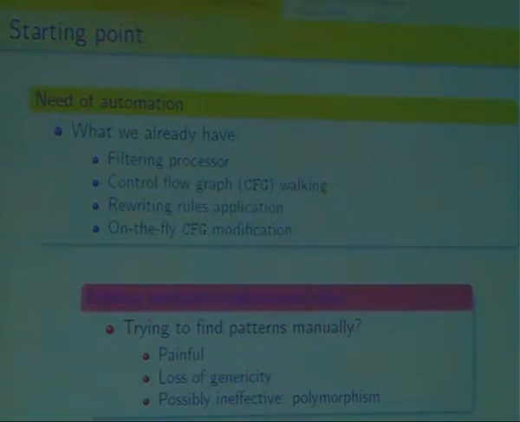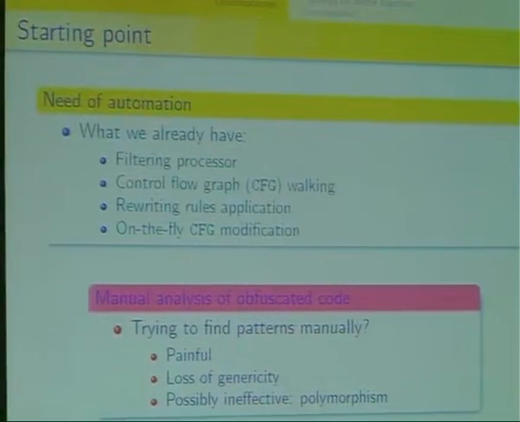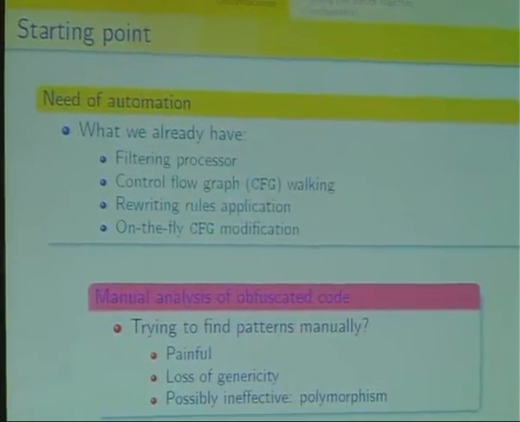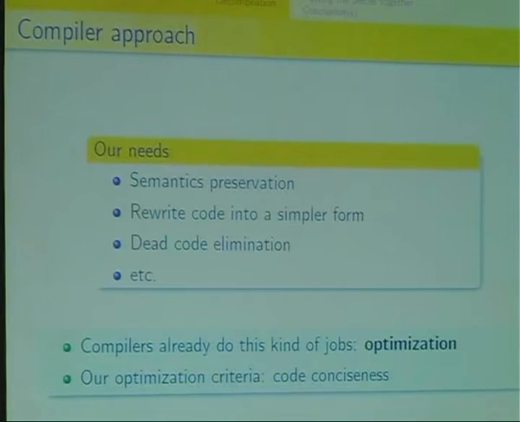Trying patterns manually is very boring. That's not something we are interested in, and we try to automate this kind of job. So to sum up, what we wanted to do is to rewrite the code into a simpler form, but doing so, we want to preserve its semantics, of course, because we're interested by it. And as a side effect, we also would like to proceed to dead code elimination and to really get a simpler form.